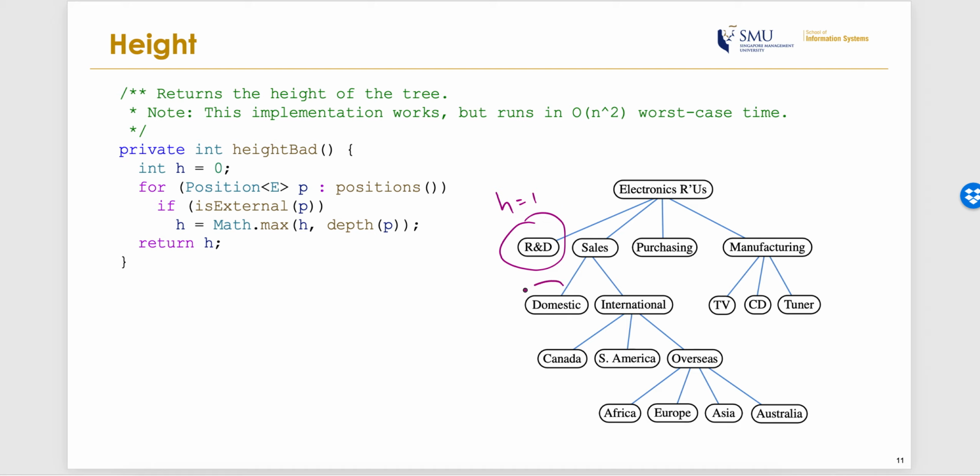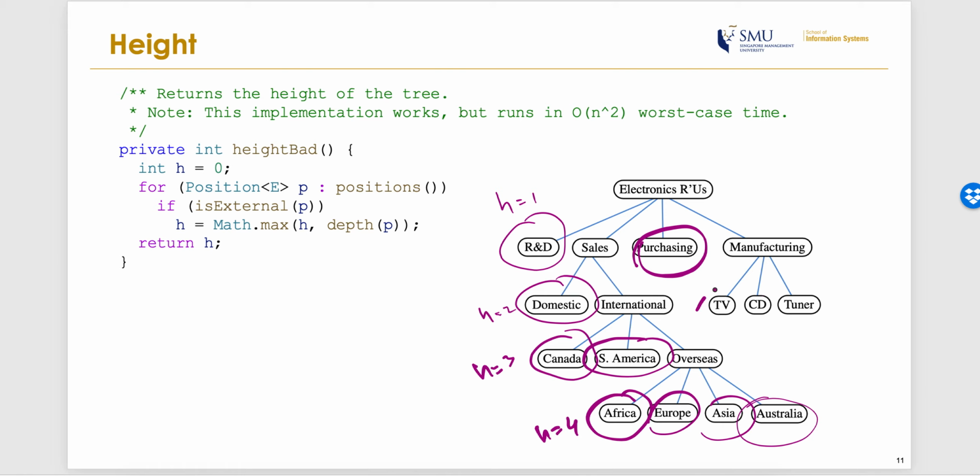Then we go to this one. Again, this height is 1, so it doesn't replace the maximum. And in this tree, the depth of each one of them is 2, so it doesn't replace the maximum, and we know that the height is 4. That's more or less how this recursion is going to go. Now, unfortunately, this recursion is not very efficient. In fact, in the worst case, it's going to result in n square time.